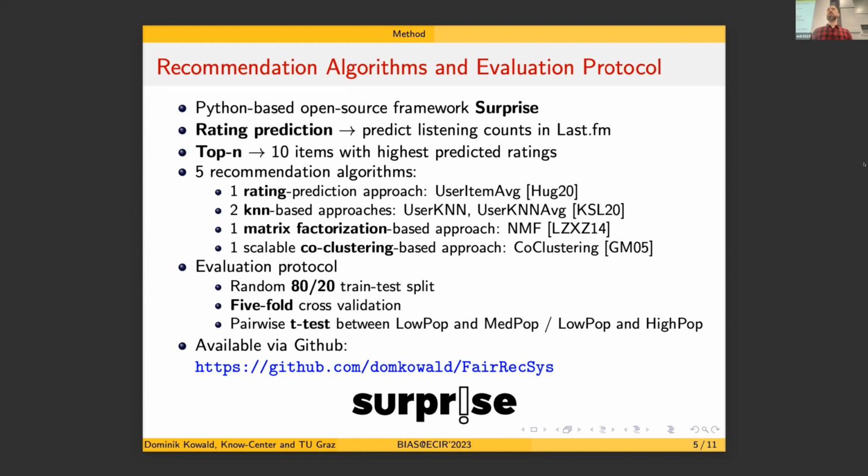We used 5 different recommendation algorithms: a rating prediction-based approach, 2 KNN-based approaches, non-negative matrix factorization, and a scalable co-clustering-based approach. The evaluation protocol was a random 80-20 train test split in a 5-fold cross validation manner, and we tested for statistical significance using pairwise t-tests between the different user groups in the dataset. And we also share the whole pipeline, the algorithms, and the result generations in our GitHub repository that you also see here.